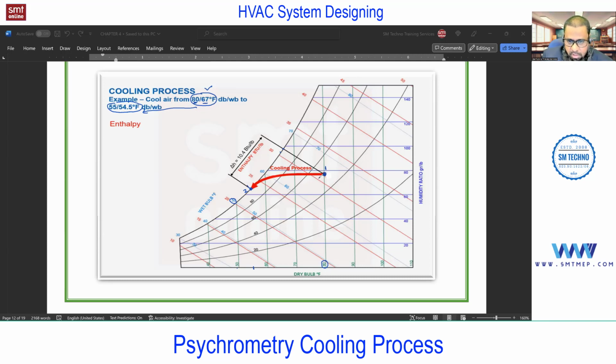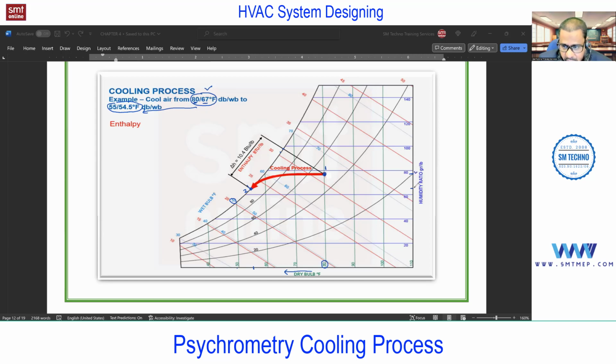First of all, can you relate? It's a cooling process, from point 1 to point 2. Yes, temperature is decreasing, from 80-degree Fahrenheit to 55. But apart from this, it is not a straight line. If it were a straight line, we could consider only sensible cooling, but it goes straight up to this point. After this, it goes down. If you check the humidity ratio, the change in humidity ratio means a change in the moisture, a decrease in the moisture. At this point, the moisture level is more.